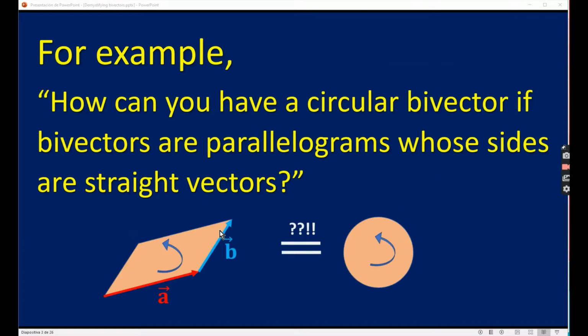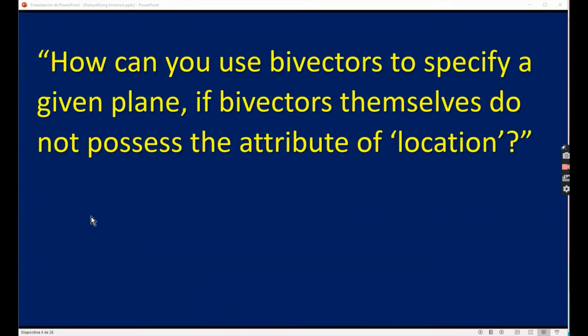for their students. For example, how can you have a circular bivector if bivectors are parallelograms whose sides are straight vectors? Also, how can you use bivectors to specify a given plane if bivectors themselves do not possess the attribute of location? We'll take a look at that now just a bit as a preview.